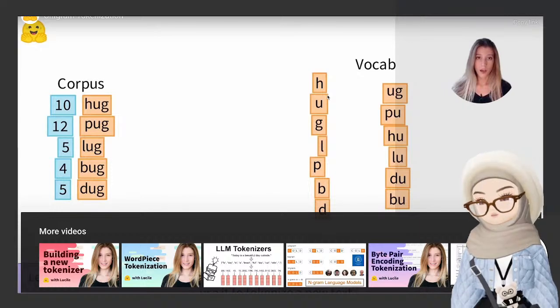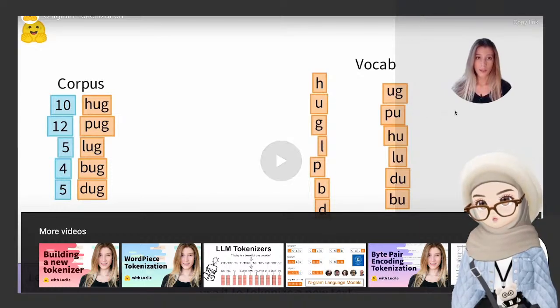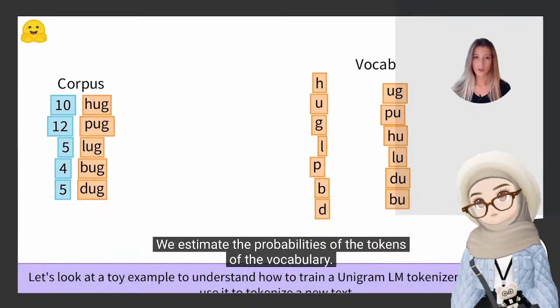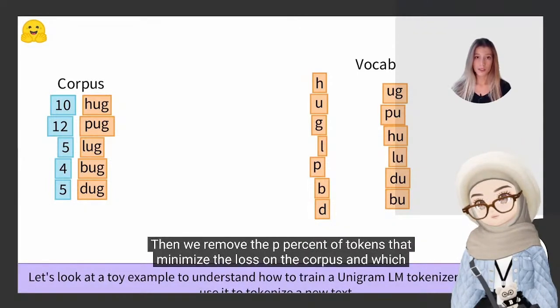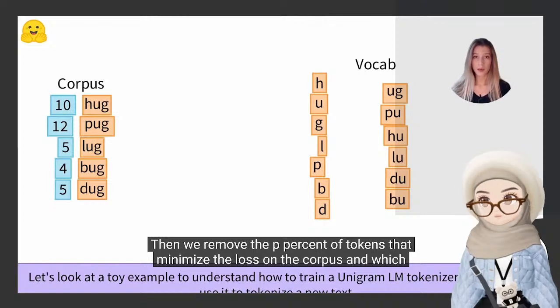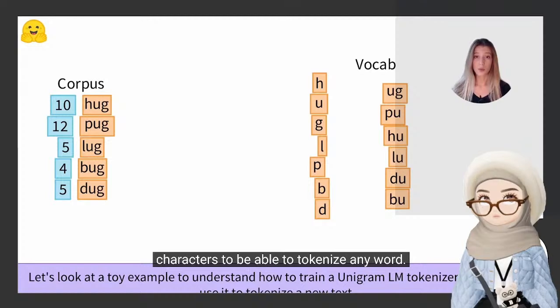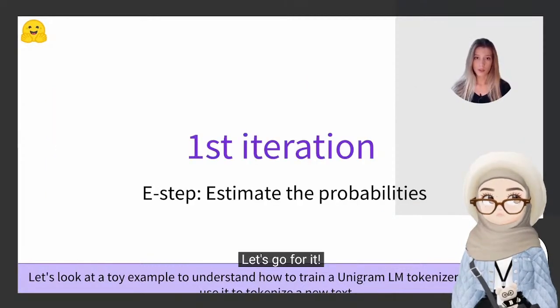Are we splitting on character? At each iteration, we estimate the probabilities of the tokens of the vocabulary. And then we remove the % of tokens that minimize the loss on the corpus, and which do not belong to the basic characters, as we want to keep these basic characters in our final vocabulary to be able to tokenize any word. Let's go for it.